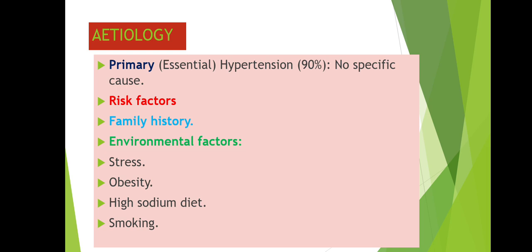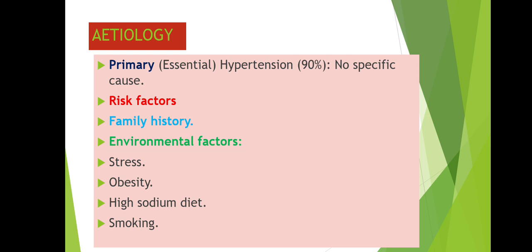Environmental factors like stress, because the body is trying to prepare itself to combat danger. So the sympathetic nervous system is going to be activated in case of stress so that it can deal with what has been perceived in the environment. Obesity, high sodium diet. You know that water has the tendency to follow the direction of sodium. Then smoking as well. All these risk factors, their major mechanism of action is that they alter the way the body regulates its blood pressure.